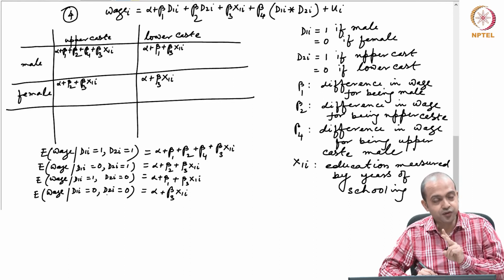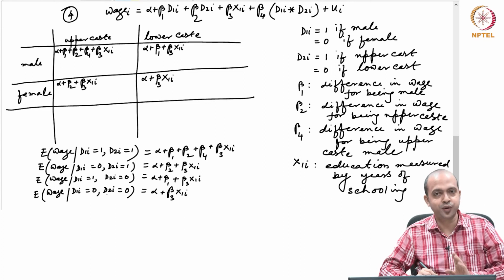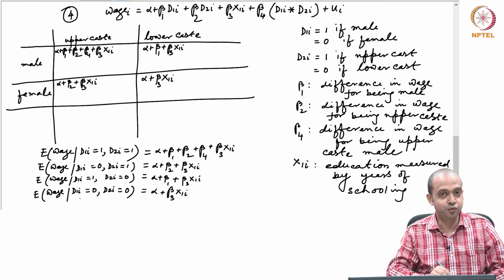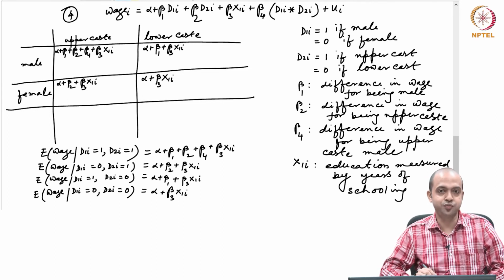To identify the base category or benchmark category, you have to assign 0 for both the dummies. So, when I put d1i equals 0, d2i is also equal to 0, that becomes my base category. So, what is my base category then? Female lower caste. So, lower caste female is my base category.